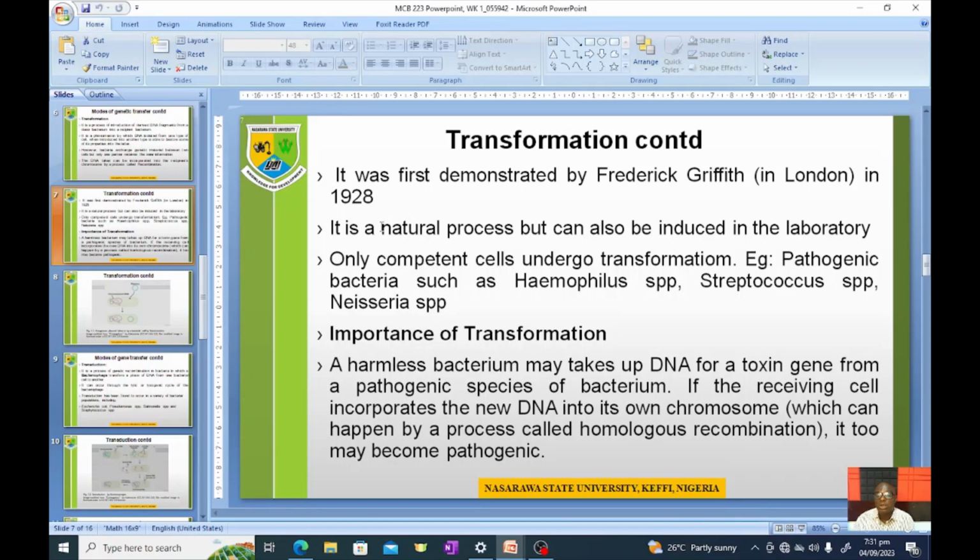So that bacterium that originally, or naturally, did not have any disease-causing ability will, because of this transfer of the toxic gene, be made toxic by transformation, or transfer of the toxic material, DNA component or fragment, from the pathogenic bacterium into the harmless bacterium, which upon incorporation may also become pathogenic.